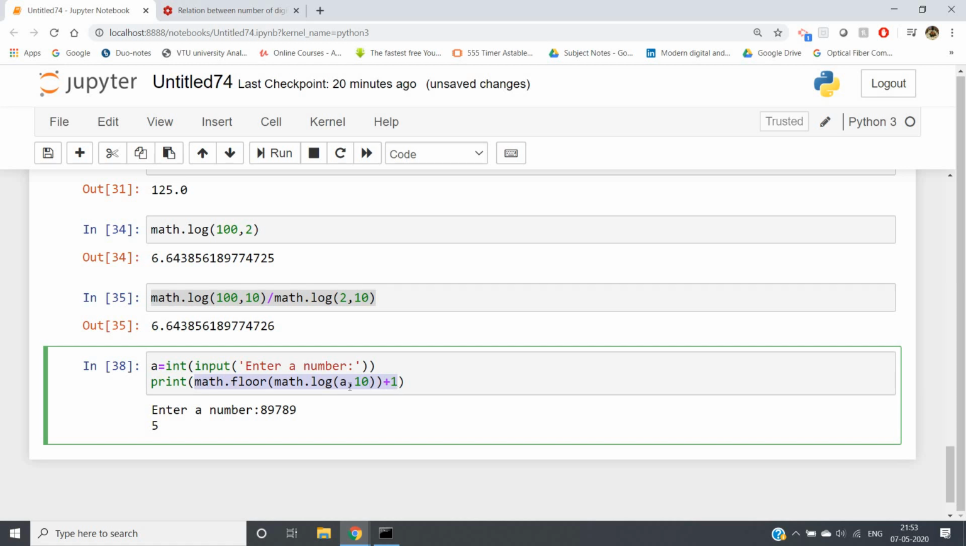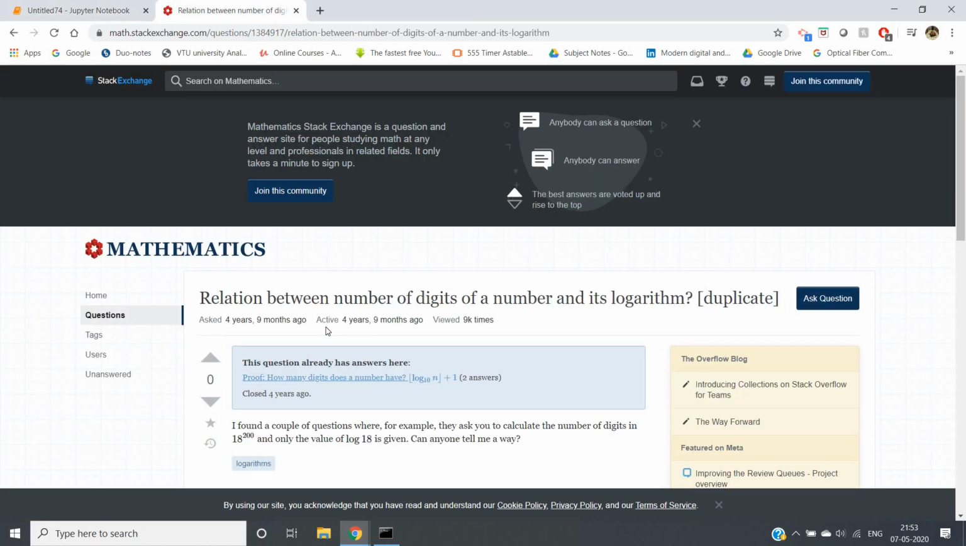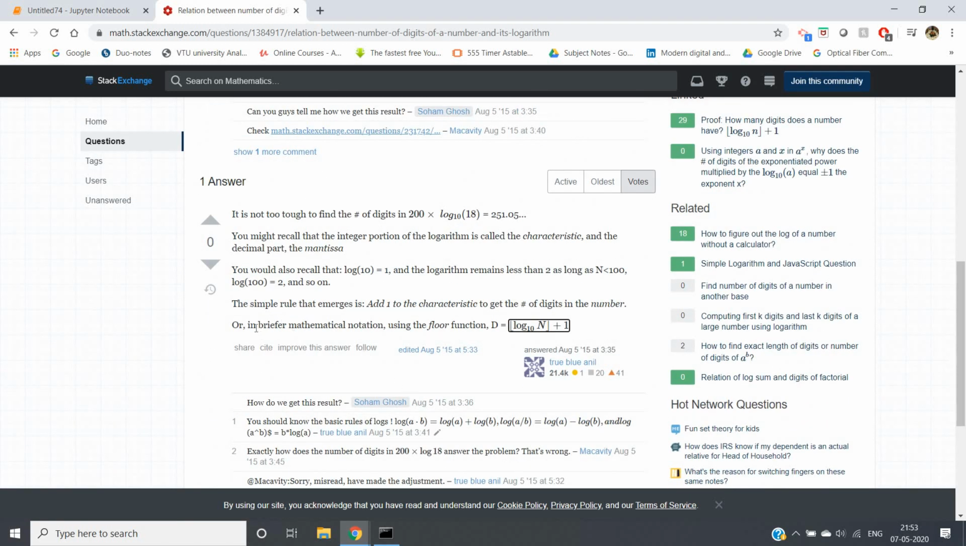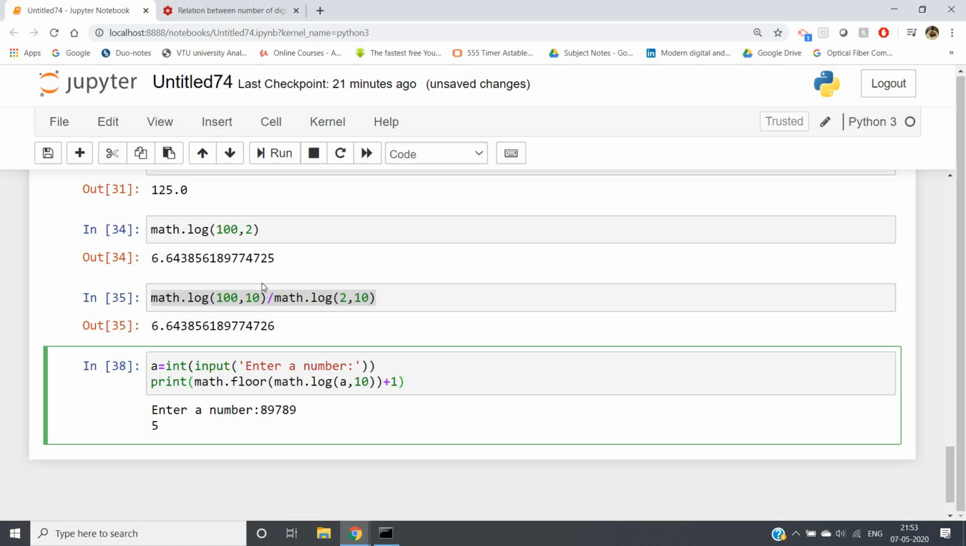Okay, remember this. We are basically calculating log a, where a is the input integer, base 10. We are taking the floor of that, and adding 1 to it. If you check, the formula is available here. I will be sharing this link in the description also. You can check the relationship between the number of digits of a number and its logarithm. In mathematical notation, using the floor function, d, that is the number of digits, equals floor of log n base 10 plus 1. This is very important. Remember this. This will help you in competitive programming and placement interview questions.